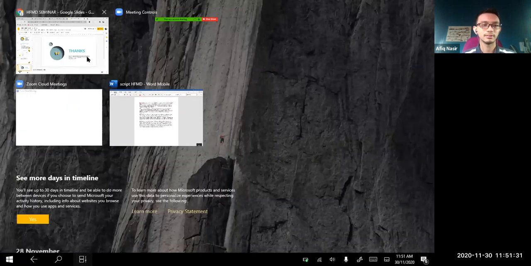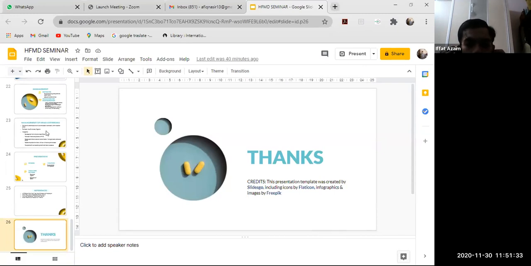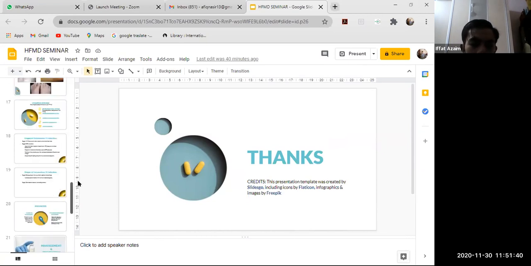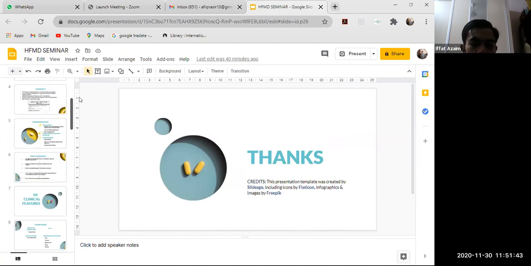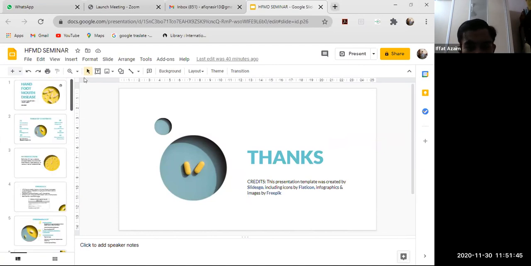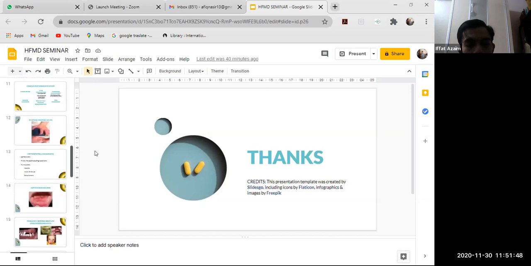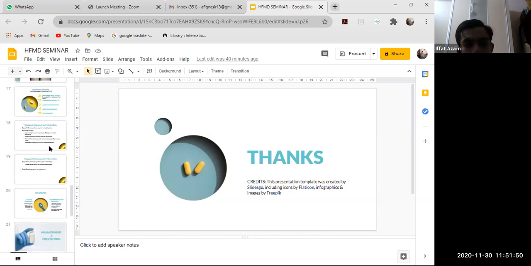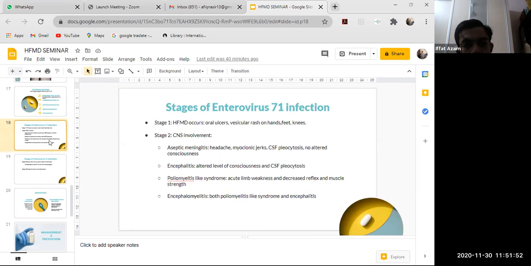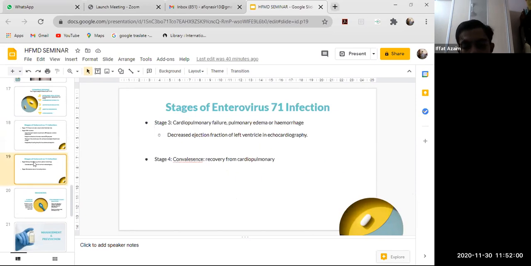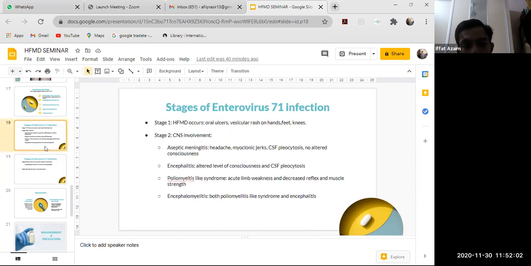Assalamualaikum. My name is Muhammad Ifaz Zaim. I want to ask regarding the stages for enterovirus 71 infection. Regarding that infection, from stage to stage, is there any specific duration for stage 1 to progress to stage 2? Is there any specific duration for the common symptoms to progress to CNS involvement?